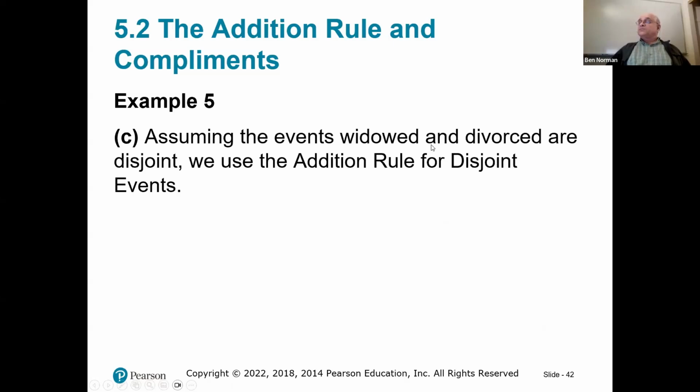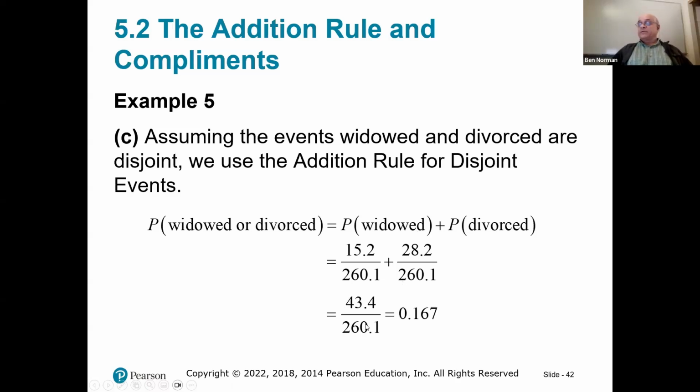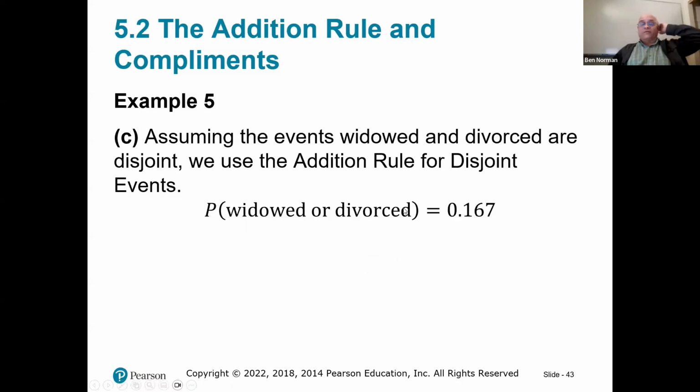C, assuming the events widowed and divorced are disjoint, we use the addition rule for disjoint events. The probability of widowed or divorced is equal to the probability of widowed plus the probability of divorced: 15.2 over 260.1 plus 28.2 over 260.1. So they add up to 43.4 over 260.1, which gives us 0.167. So the probability of widowed or divorced is 0.167.